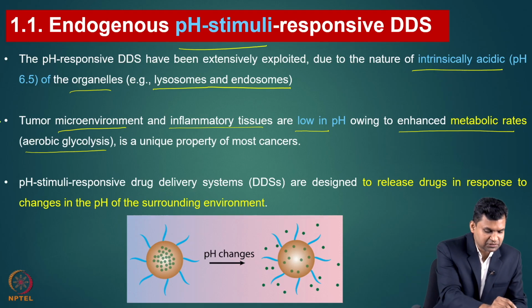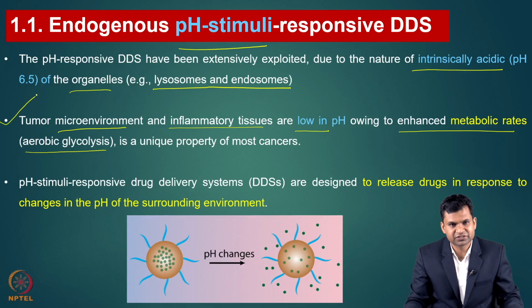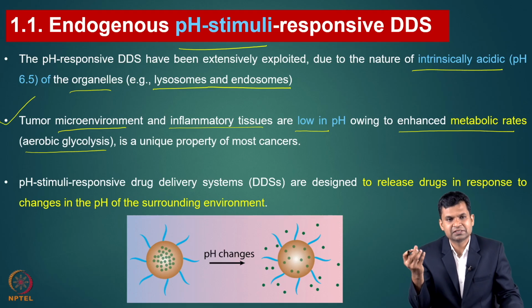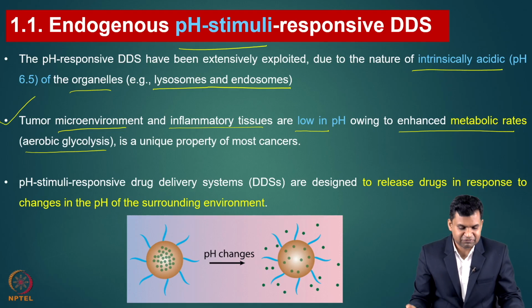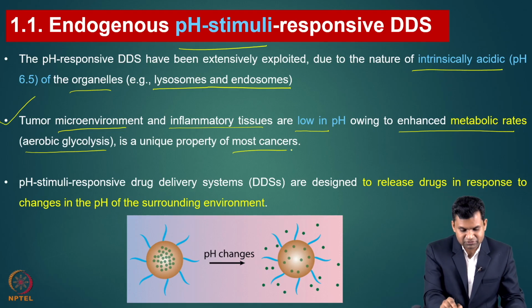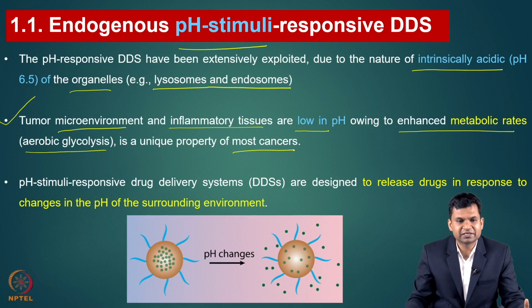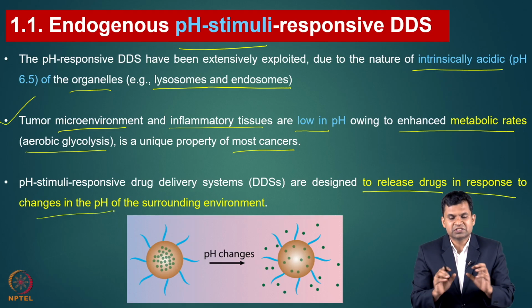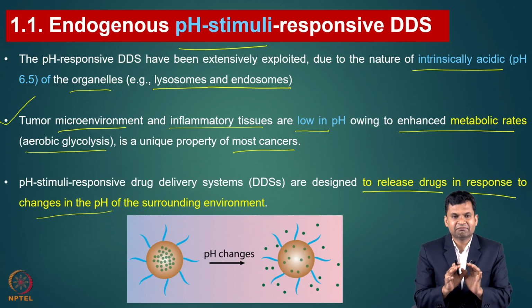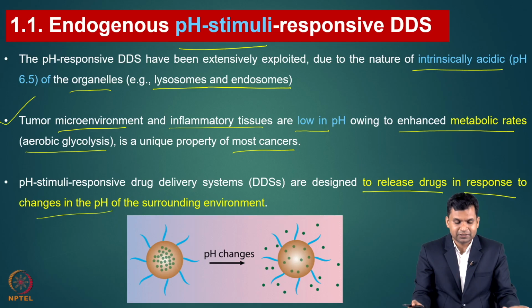So, this will help to target the tumors. This consideration, this endogenous condition will help us to target pH sensitive molecules for various types of cancer treatment. So, pH stimuli responsive drug delivery systems are designed to release drugs in response to the change in the pH of the surrounding environment. So, these will specifically respond to stimuli at that particular pH.